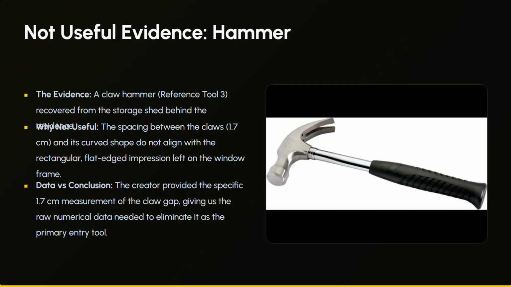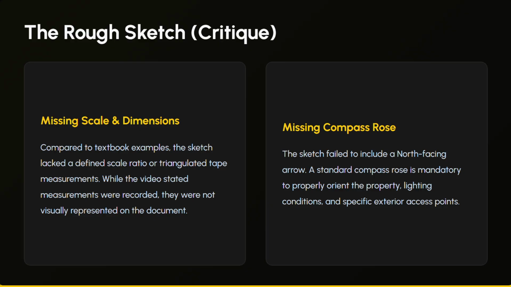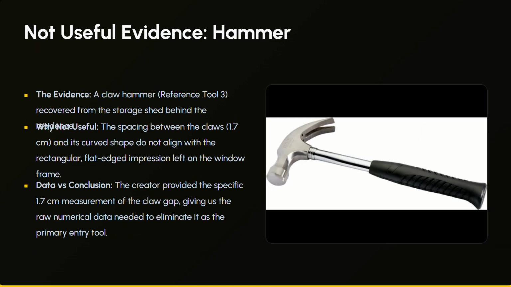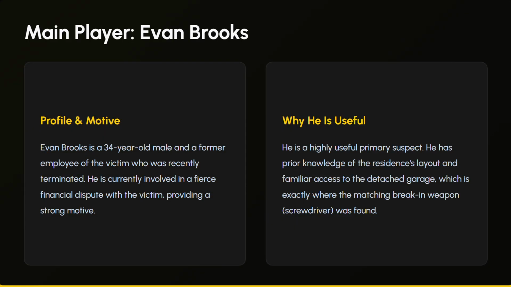The hammer, the same thing. It was recovered from the tool shed behind the property. I kind of messed this up, so you can't really see it. The spacing between the claws, 1.77 centimeters, and its curved shape do not align with rectangular flat edge impressions left on the window frame. The creator provided the specific 1.77 measurement on the claw gap, giving us numerical data needed to eliminate it as the primary entry tool.